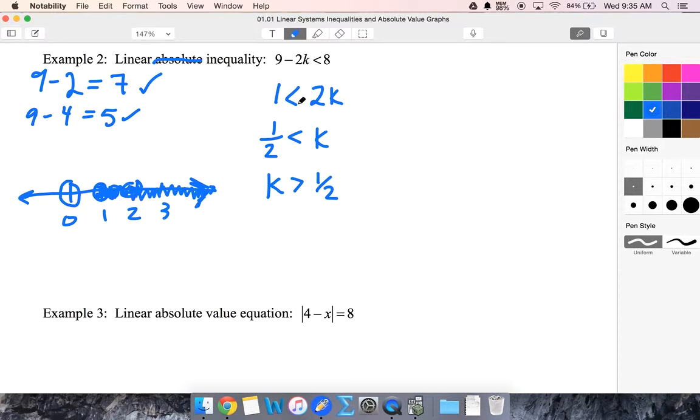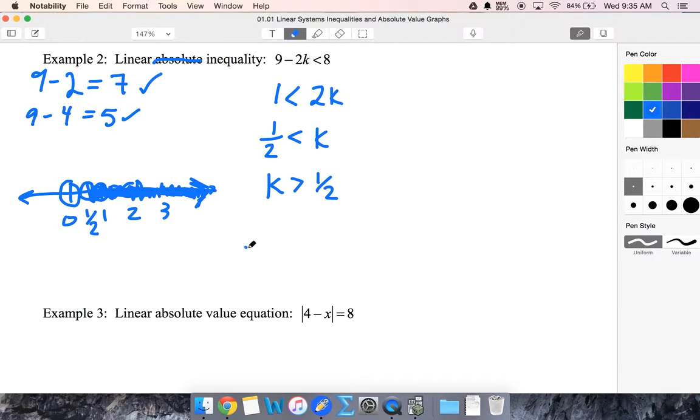And of course, if k is equal to a half, I would get exactly 8 on the left side, but 8 is not less than 8. That's not a true value. So if we come here, a half is also not a true value. I use an open circle, but everything to the right of a half will make this inequality true. So here's my solution graphically.